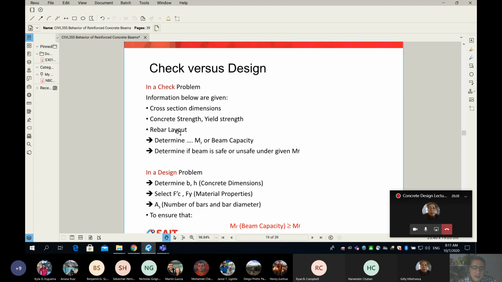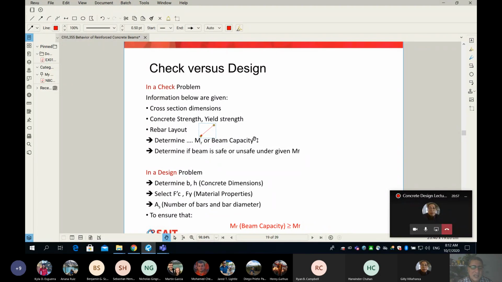So what's my job then? If the entire section is given to me, including dimensions, material properties, and rebar layout, you can see I put this in an arrow. You have to determine the moment of resistance or the beam capacity. Okay, so you will see this all the time in my class. MR, M sub R, is called the beam moment of resistance, or sometimes called beam capacity.